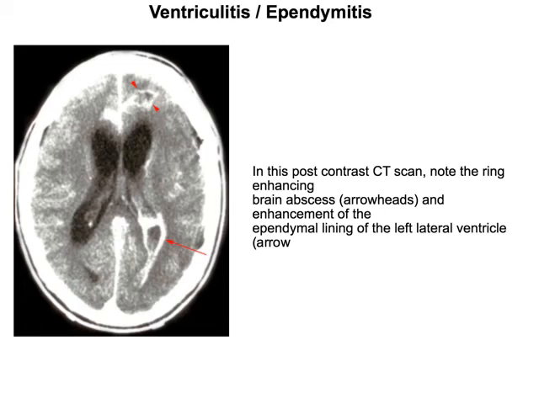Ventriculitis: on post-contrast CT, we can notice a ring of enhancement here, almost like tuberculosis on an x-ray. We also see enhancement of the ependymal lining of the left lateral ventricle, with this nice helpful arrow here. Again, that's enhancing with contrast.